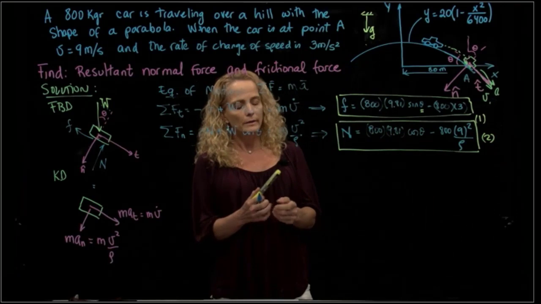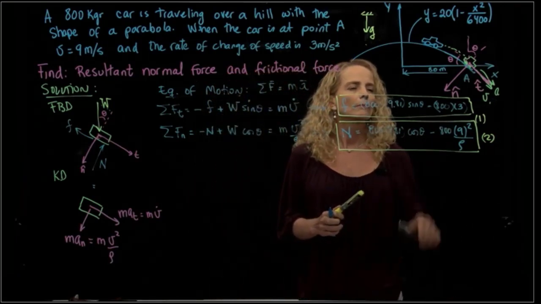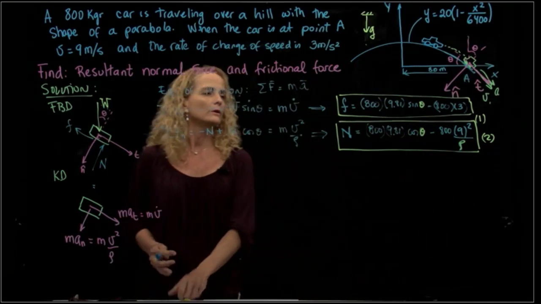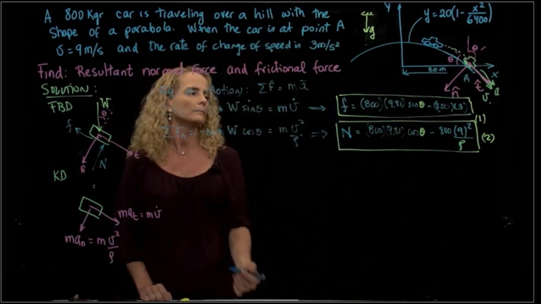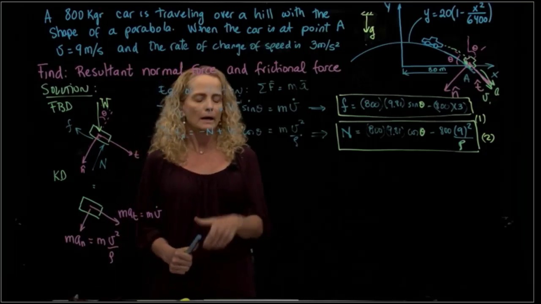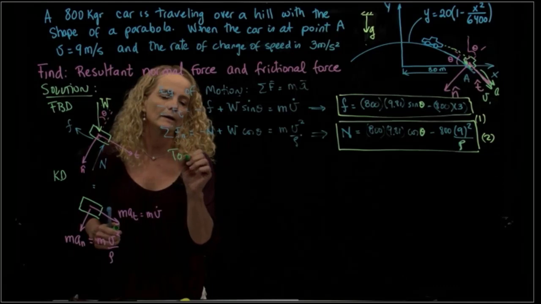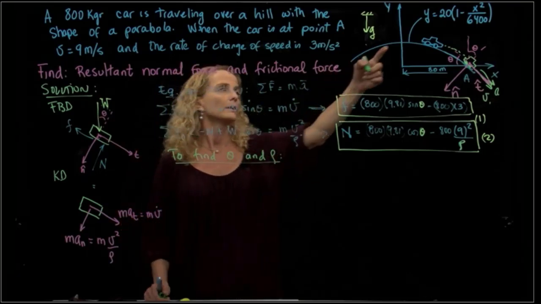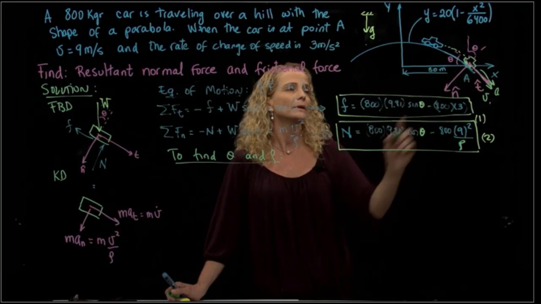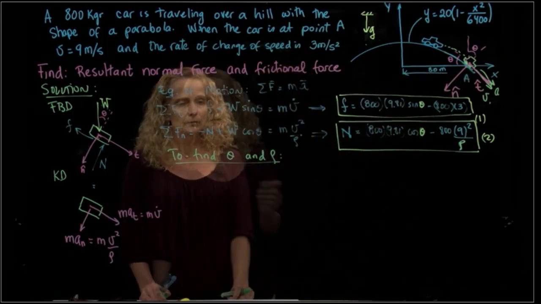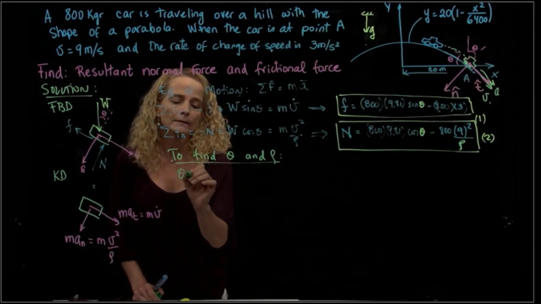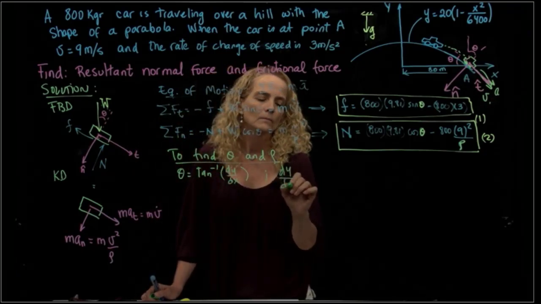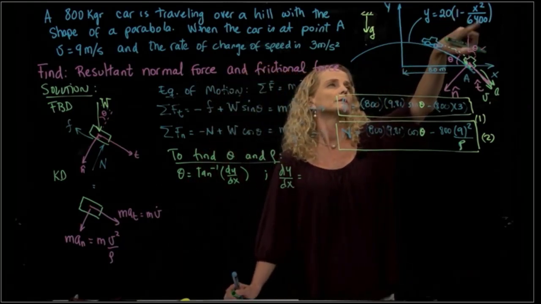So what are the unknowns in these two equations? My unknowns are theta and rho. In order to find F and N, which are what we are being asked, we need to find theta and rho. To find theta and rho, we will use the equation that describes the path that the car is driving over. As we know, tangent of theta is the slope. And what is the slope? The slope will be the derivative of this equation.